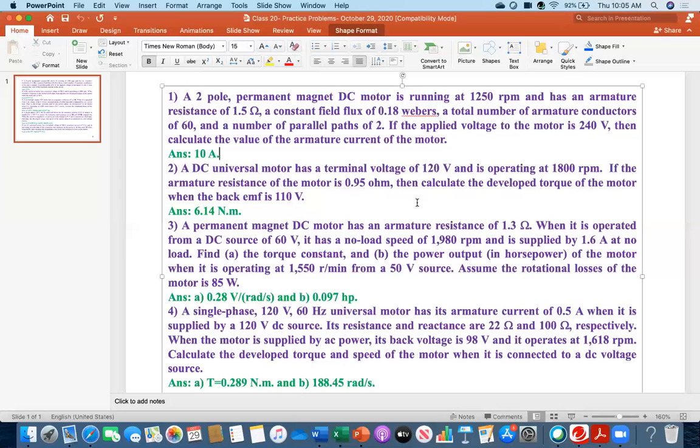Again, for everybody, for number 2, as you can see, the question is to calculate the developed torque of the motor. So the first step should be to write down the required equation for developed torque. What is the torque? Power over omega, with speed in radians per second. Power over omega, and then you can get what you need to find out.